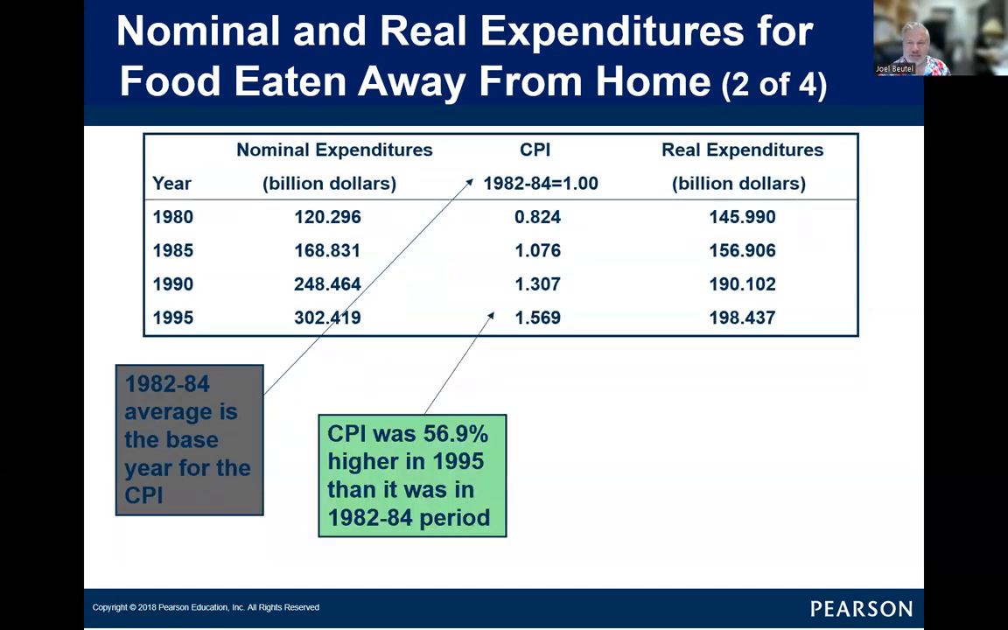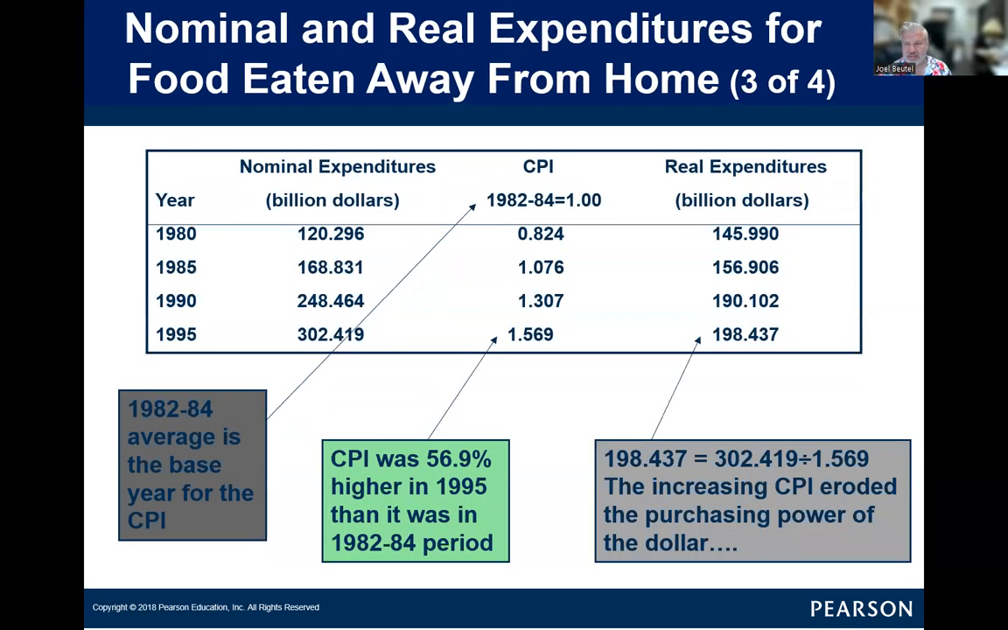Okay, so here we've got more data. The CPI was 56.9% higher in 95 than it was in the 82 to 84 period. And that's because CPI is looking at the impact of inflation, right? We're allowing those prices to change, and we're not looking at real production, holding those dollars constant over time. So that real production in the last line is just holding it constant. The increasing CPI eroded the purchasing power of the dollar, and we're just seeing that in that number.